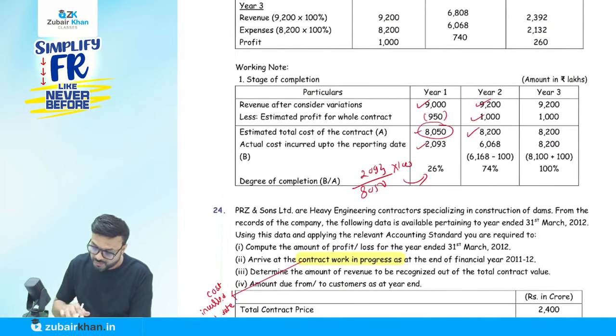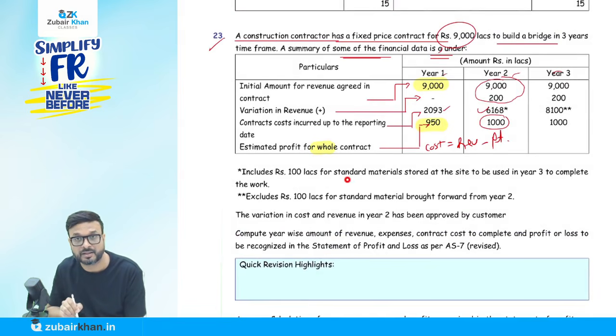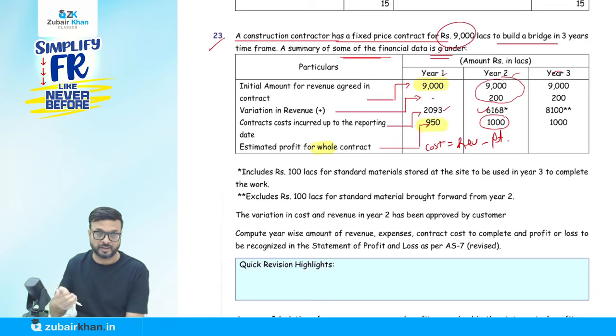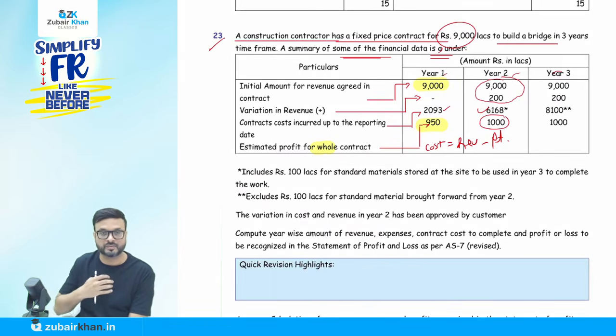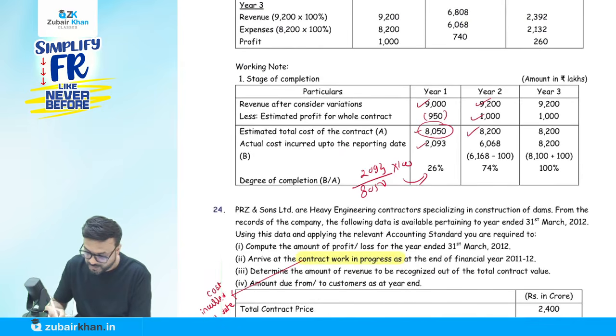But how much cost we have incurred till the second year? 6,168 that year. But it is mentioned there, star. What does it say? Include rupees 100 lakhs for standard material stored at the site to be used in the third year. It is unused material. So that is not a cost for the second year. We are going to use it in third year. So that will be part of the third year. So that's why we deducted from the cost incurred 6,168 minus 100. That will come to 6,068. So here I will calculate now, that is 6,068 divided by 8,200 multiplied by 100.